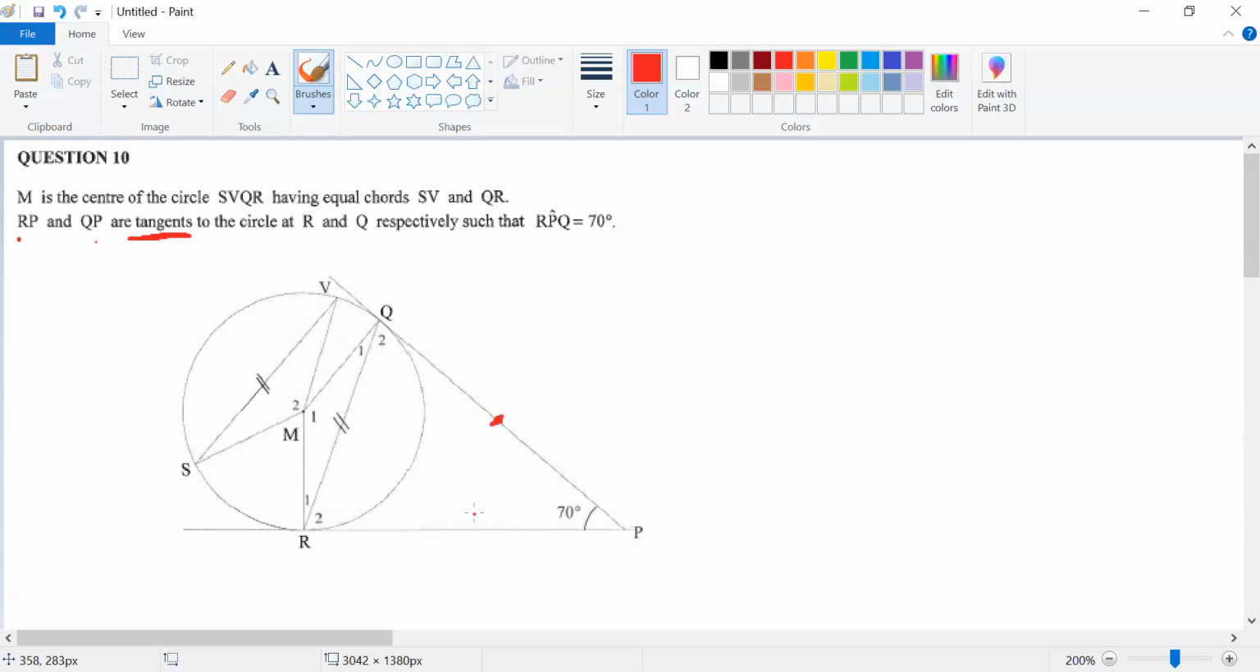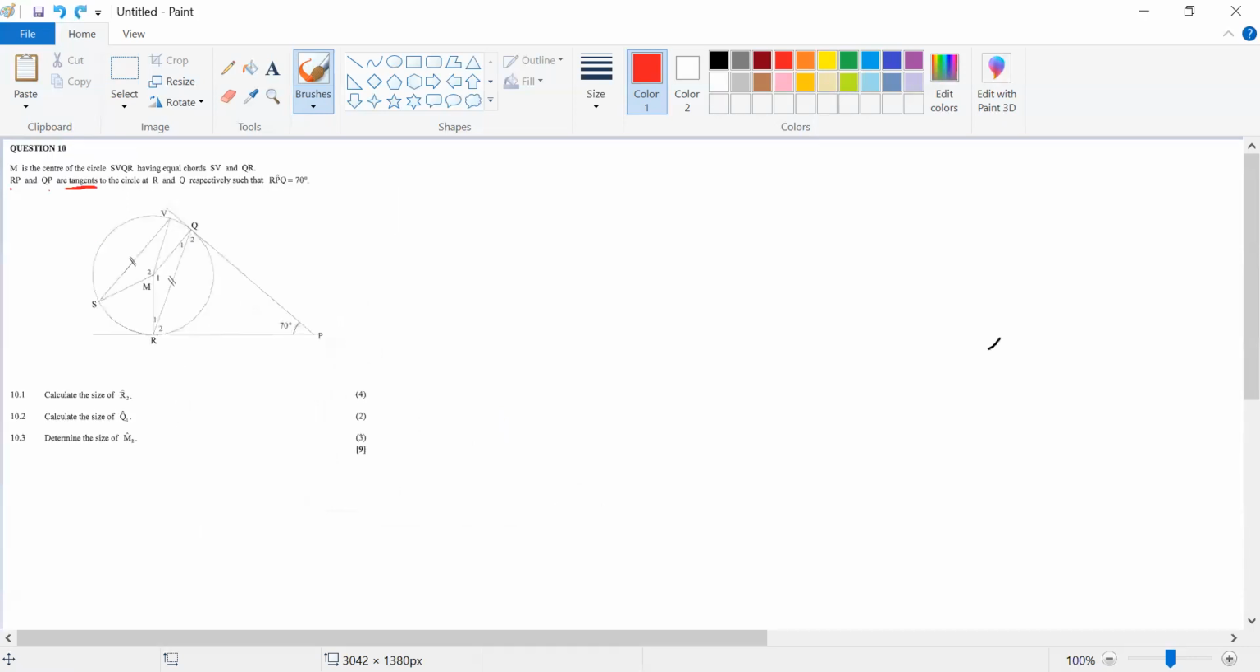So I need to know that these two lines are actually going to be equal. If I need to use that, all I have to do is mention the theorem of tangents from the same point. So let's look at the first question. Calculate the size of angle R2. R2 is this angle right here.